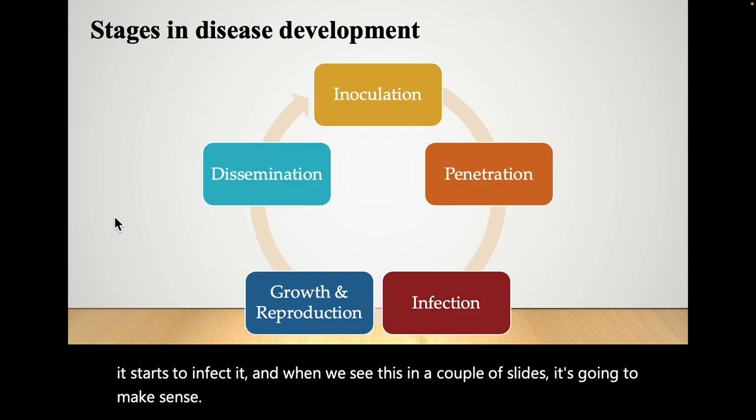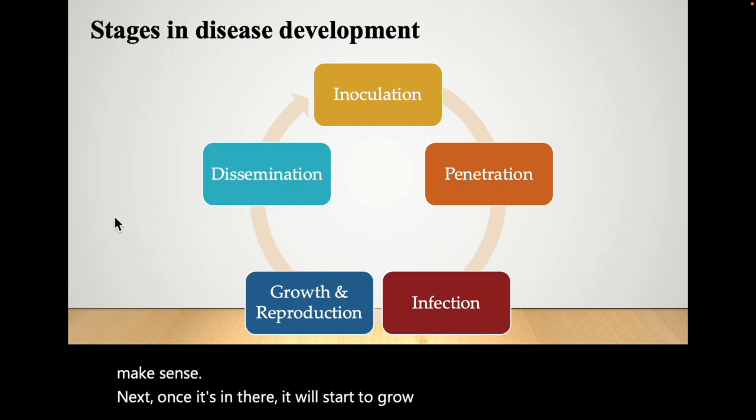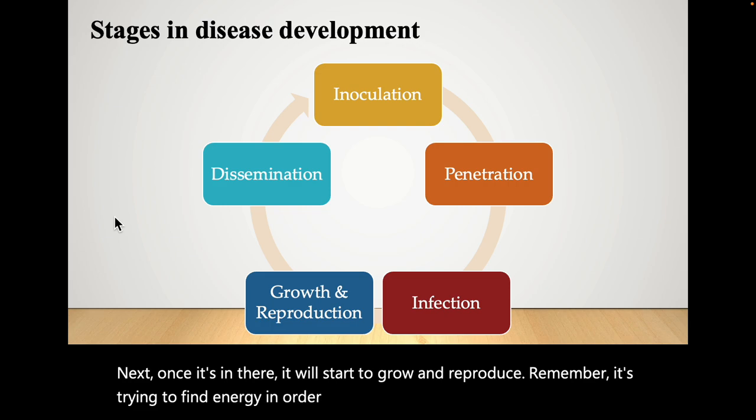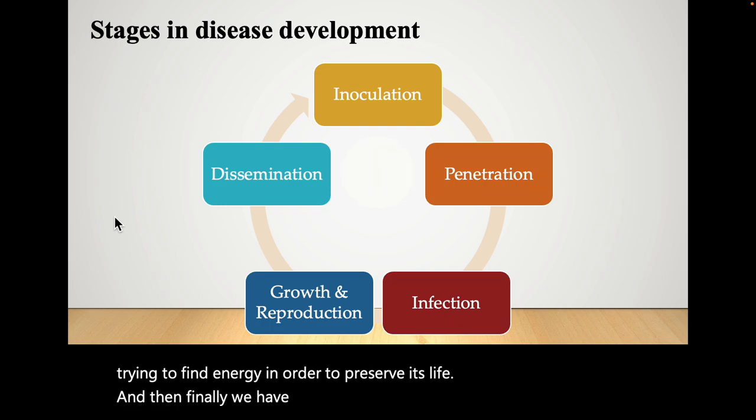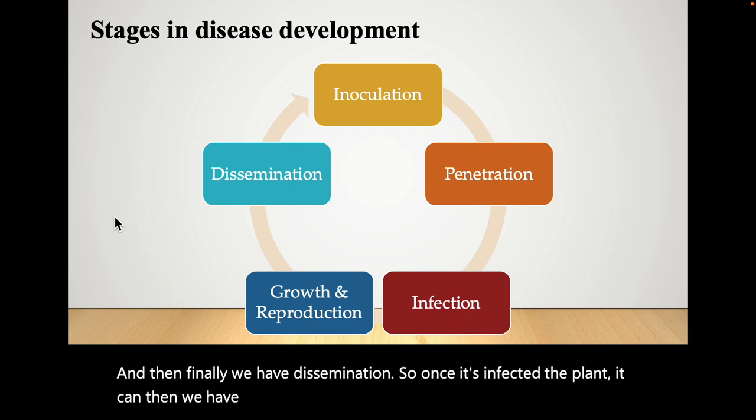Next, once it's in there, it will start to grow and reproduce. Remember, it's trying to find energy in order to preserve its life. And then finally, we have dissemination. So once it's infected the plant, it can then, we have a lot of these different spores.